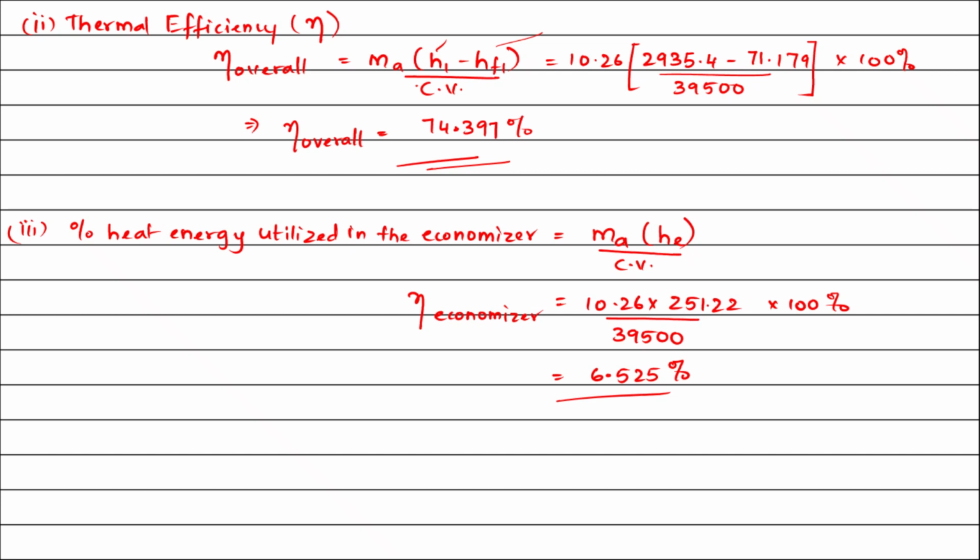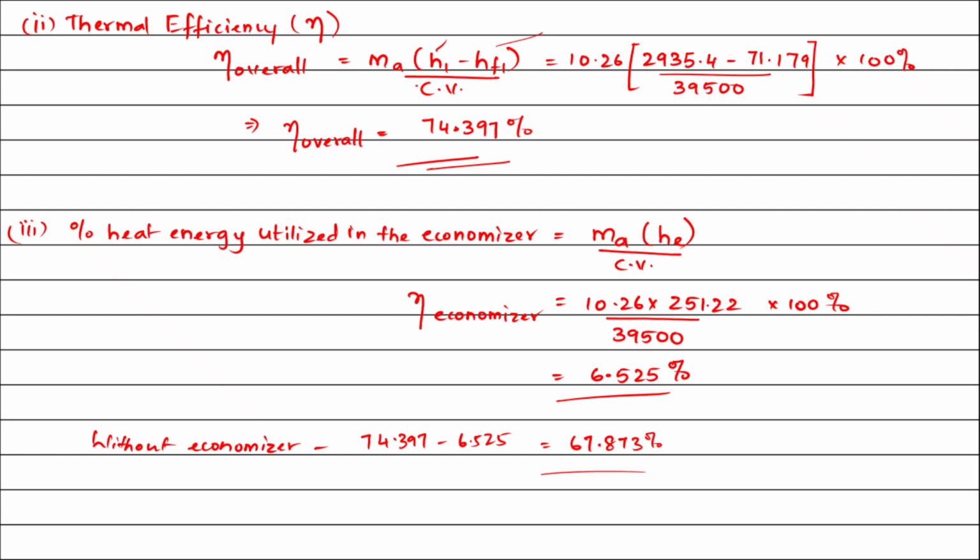If I am speculating at a value, without the use of the economizer, what would have been the boiler efficiency, my plant efficiency? What I can do is 74.397 minus 6.525. That value I am getting as 67.873 percentage. So this would have been the efficiency without the economizer.